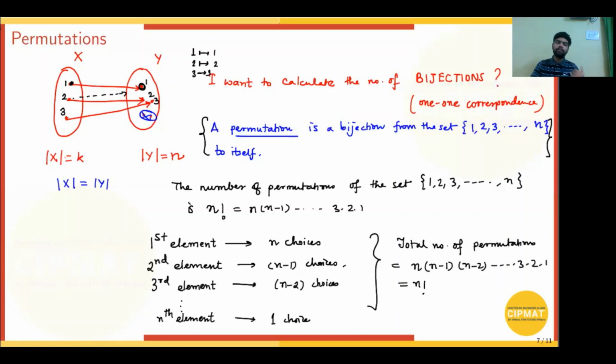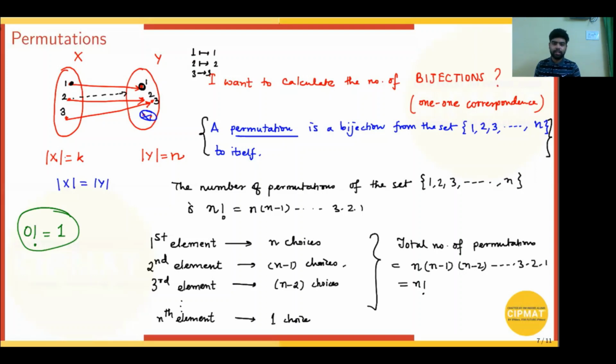Another thing is, can you tell me what is the value of 0 factorial? We all know that 0 factorial is equal to 1. But why? Here, n factorial is the number of permutations of the set 1, 2, 3, 4 till n to itself. It's a bijection to itself.